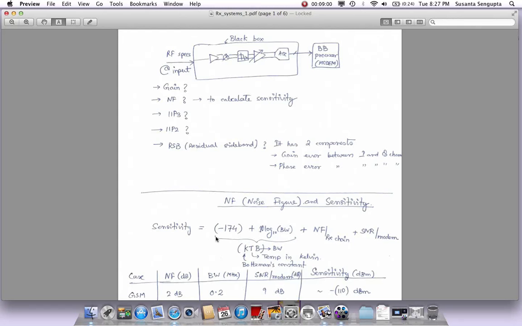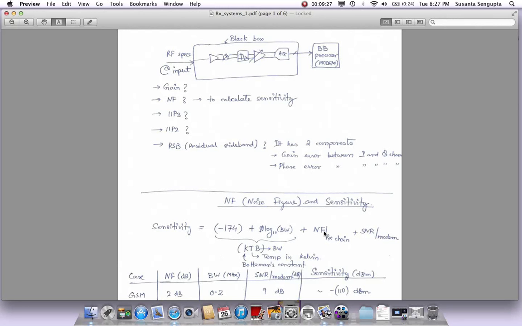So this is the physical noise limit. You cannot have noise any less than that. If this is the noise, which is the physical limit, then on top of that, when we put this black box here and say it has some noise figure, we have to add that noise figure, because the noise figure in dB is a measure of how much more noise this block is adding.